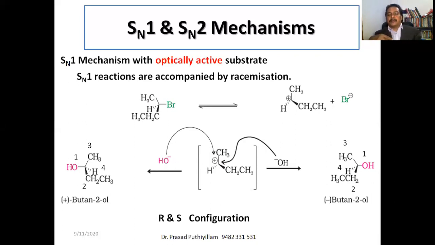Now to give the RS configuration, we know the atom or group of atoms with the least priority should be kept away from the observer. Then the other groups we have to keep towards us, and then we need to check the priority order, whether it goes in the left direction or the right direction. Here we want to tell clockwise or anti-clockwise; we just say a right rotation or left rotation.